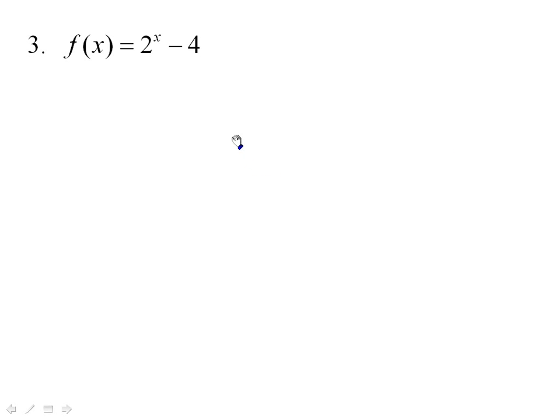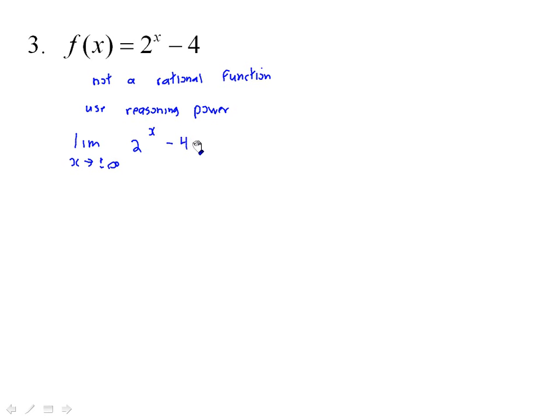Now, first off, recognize that this is not a rational function. So a mistake people make with these is they start trying to divide by a power of x when there's no denominator to divide from. So here you use simple reasoning power. And some people, when they're faced with a question like this, they just plug in larger and larger values and then smaller and smaller values. See what happens.